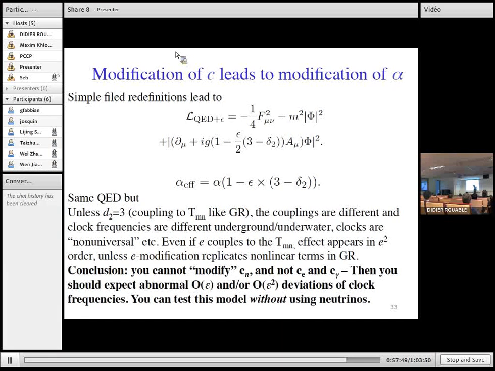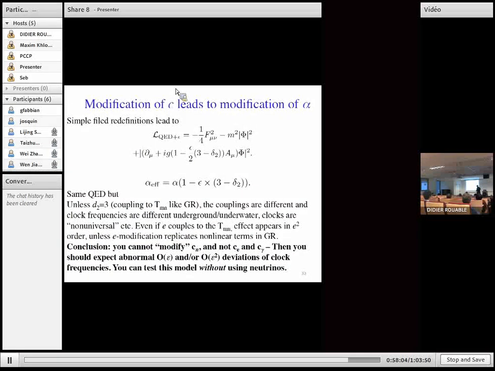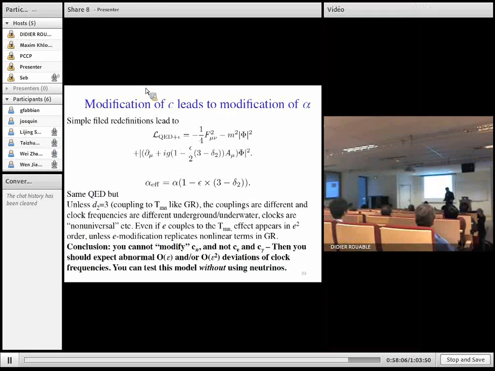But for all values of this free parameter other than three, you have a large departure of the coupling from what it was, so the coupling constants would be different, if you like, on the ground and deep below. But the propagation speed remains the same.